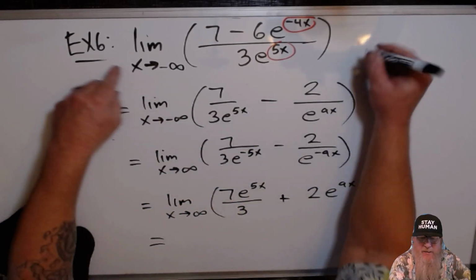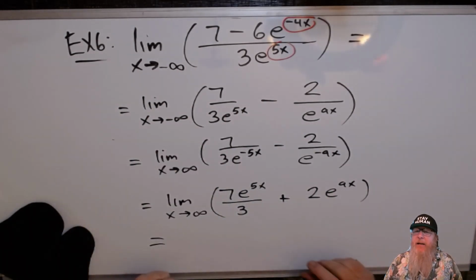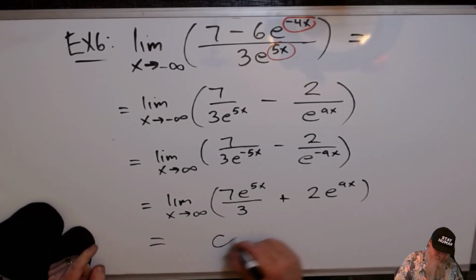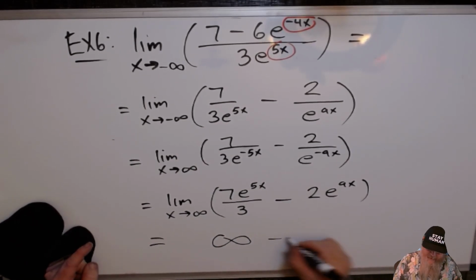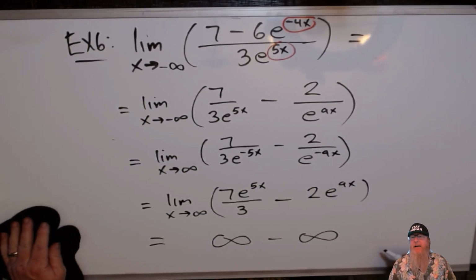I'm still answering this question here, but I'm using an algebraic manipulation. All right, x is going to infinity, so this is going to infinity. Oops, this is plus, yeah. And this is also going to infinity. Oh, this is interesting. This is very interesting.